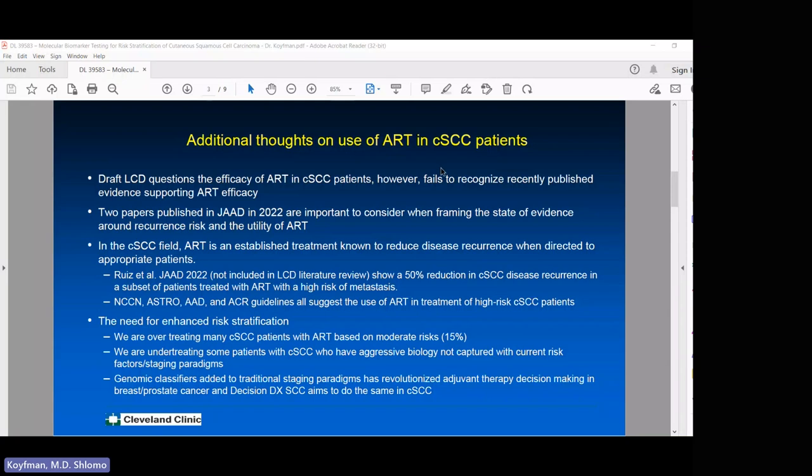In terms of adjuvant radiation specifically, I was shocked that the draft LCD basically said adjuvant radiation doesn't have an established role or efficacy in this disease. It is true, there's no phase three data that proves that that is the case. But I would argue that if I were in a courtroom and withheld radiation from a lot of my patients, I could be held accountable for that.